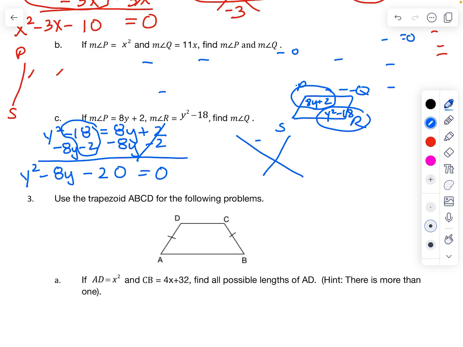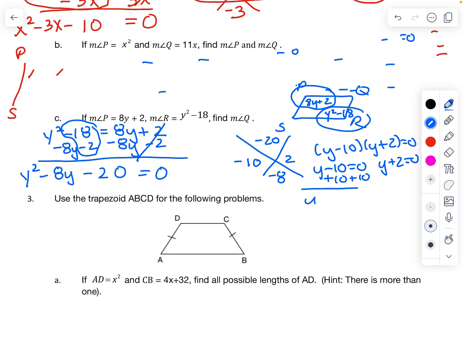So again, need two numbers that multiply to negative 20, but add up to negative 8. The only numbers that work are going to be negative 10 and positive 2. So my factored form is y minus 10, y plus 2 equals 0. Solve for each y. Okay, there's my two y's.